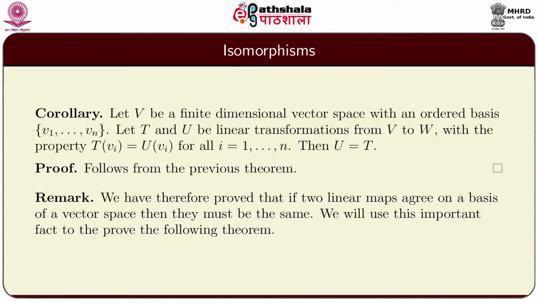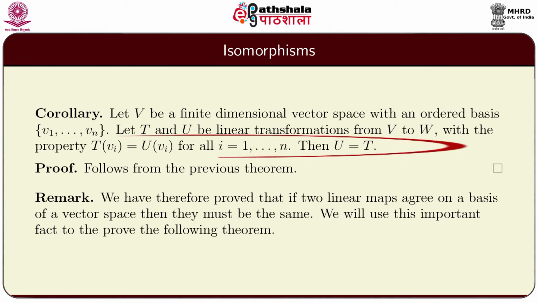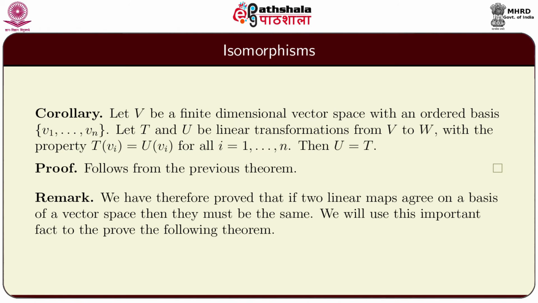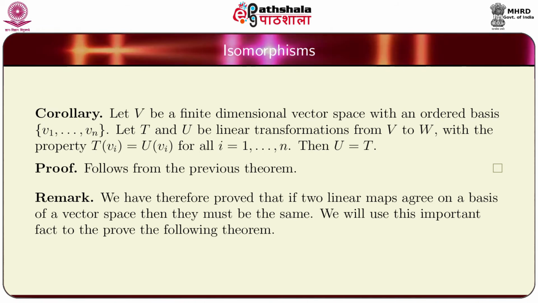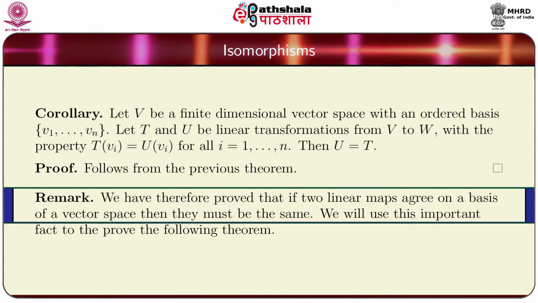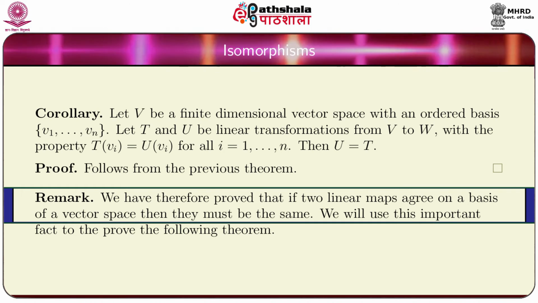Now this corollary, which is essentially a restatement of the theorem you have seen just now. So let V be a finite dimensional vector space with an ordered basis V1 to Vn. Let T and U be linear transformations from V to W with the property TVi is equal to UVi for all i equal to 1 to n. Then U is equal to T. Well, this is what we have proved, and what it says is that if two linear maps agree on a basis of a vector space, then they must be the same.